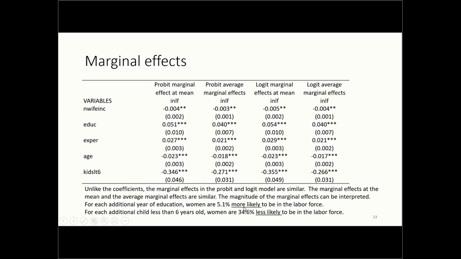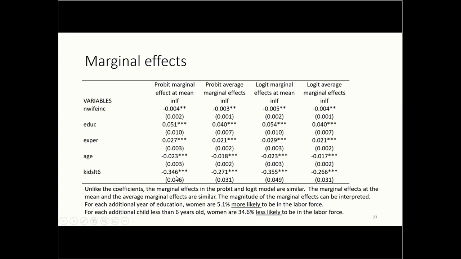We would have that women are 5.1% more likely to be in the labor force. So notice I underlined the word more likely. So we should always use the word more likely. And here for this one, if we have one additional child that is less than 6 years old, women would be 34.6% less likely to be in the labor force. So again, the word less likely. So notice how here we have more likely or less likely.